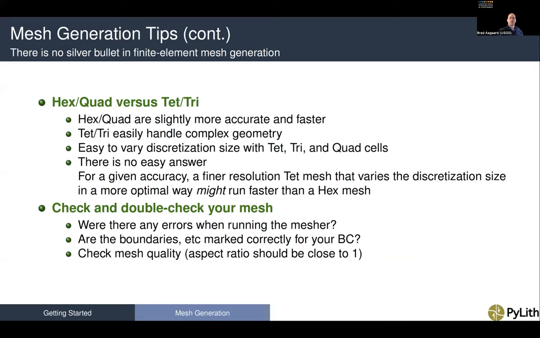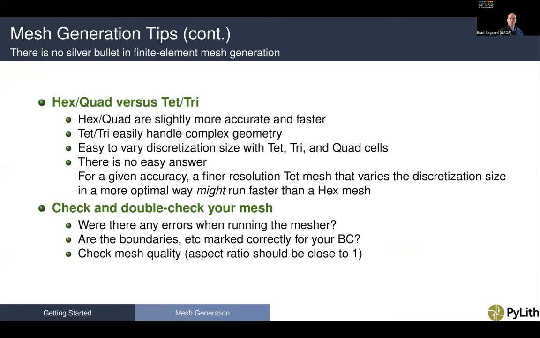It's easy to vary the discretization size with tetrahedral, triangular, and quadrilateral cells when you have unstructured meshes. The hexahedral meshes tend to be very structured and it can be difficult to vary discretization size to capture small features. As I said, there's really no easy answer. For a given accuracy, a finer resolution tet mesh that varies the discretization size in a more optimal way might run faster than a hexahedral mesh that's much more rigid for that discretization size.